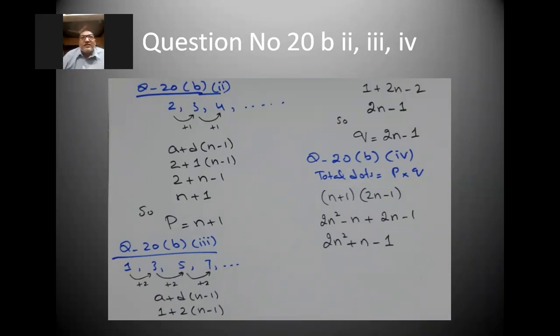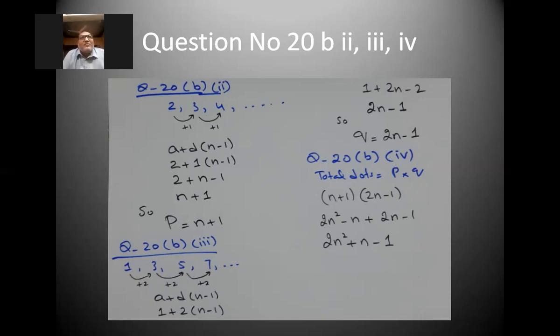Part B is the third part. The pattern of the number of dots is 1, 3, 5, 7. In this pattern, you can see each next term you get by adding 2. So it's an arithmetic sequence. The nth term you can easily find by using the formula a plus d bracket n minus 1. The a value means the first term in the sequence.